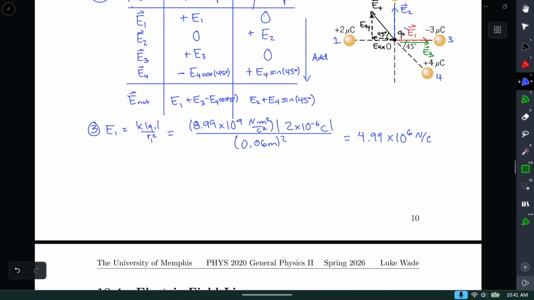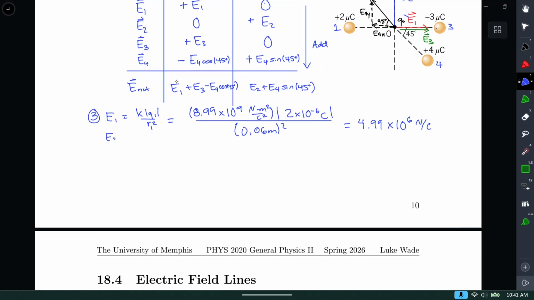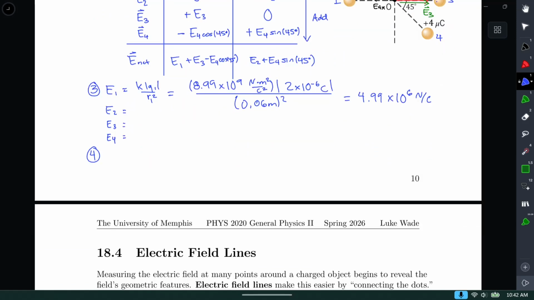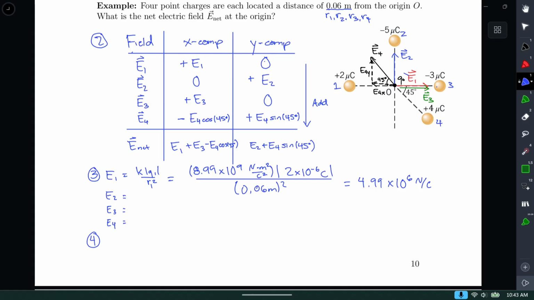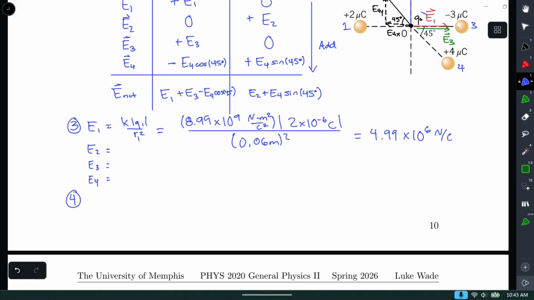Okay, I want you to calculate E2, E3, and E4. All right, does anyone have E2 yet? I got 1.24 times 10 to the 7th. Was it 1.24 something, like some change on that? Yeah, 1.2486. Okay, yeah, I'll just round it to 1.25, but I agree with you.